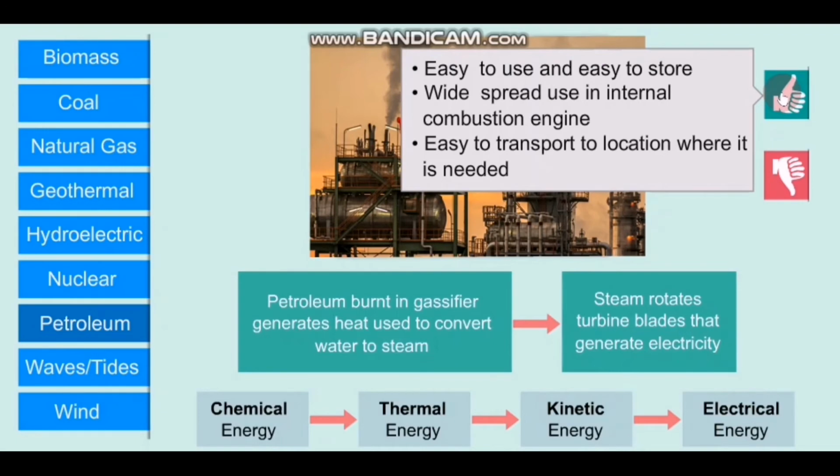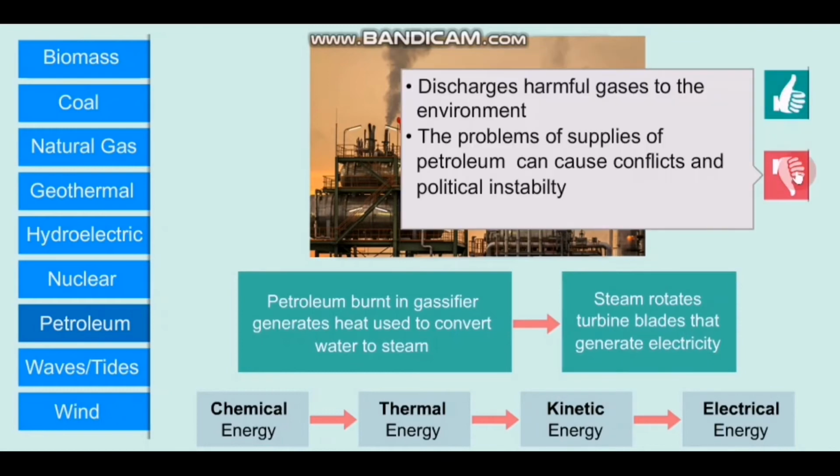Advantages: petroleum is easy to use and easy to store, with widespread use in internal combustion engines. Easy transportation to the location where it is needed. The disadvantages are: it discharges harmful gases to the environment which may lead to air pollution and acid rain. And the problems of supply of petroleum can cause conflicts and political instabilities.